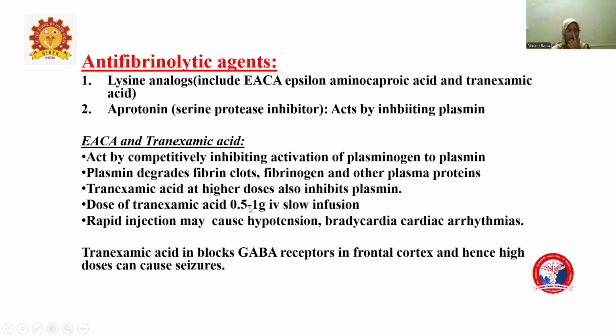How is it given? It is given at a dose of 15 milligram per kilogram, that is a total of 1 gram, given slowly as an IV infusion. Rapid injection may result in hypotension, bradycardia, and cardiac arrhythmias. Tranexamic acid blocks GABA receptors in the frontal cortex, and hence in high doses can result in seizures.